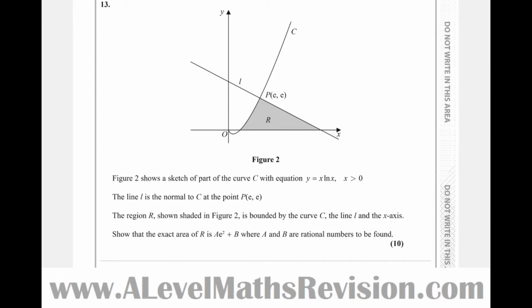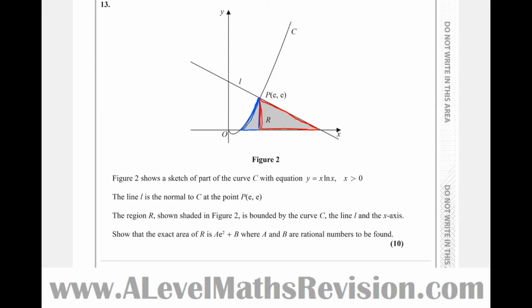Show that the exact area of R is A e squared plus B, where A and B are rational numbers to be found. So what I'm seeing here is two separate areas that we've got to find. The first area is the area between the curve x log x and the axis, this area that I'm highlighting blue here. Then there's the red area made by this triangle here, which is the normal to the curve. So let's start with the blue area.